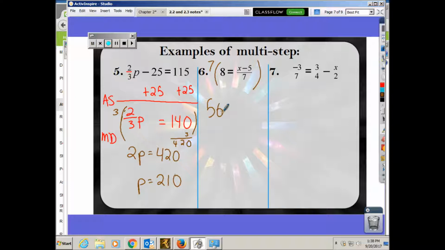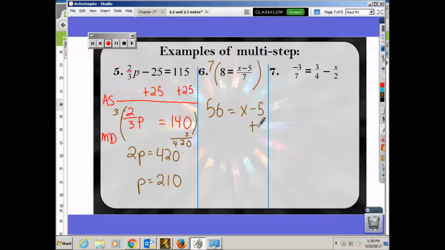Now, technically what they want you to do here is distribute and then divide. But if I have a 7 as a numerator and a 7 as the denominator, then they what? They cancel each other out, and I'm just left with x minus 5. Can I say what the next step is? Sure. Add 5 to both sides.